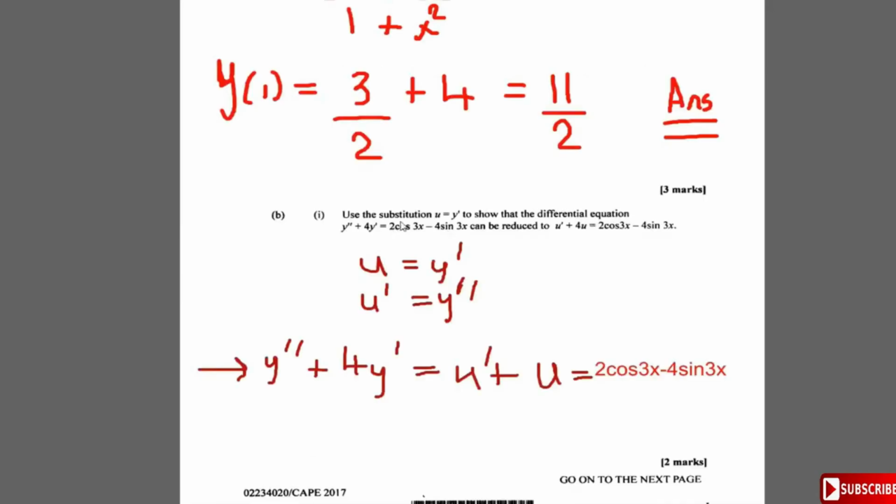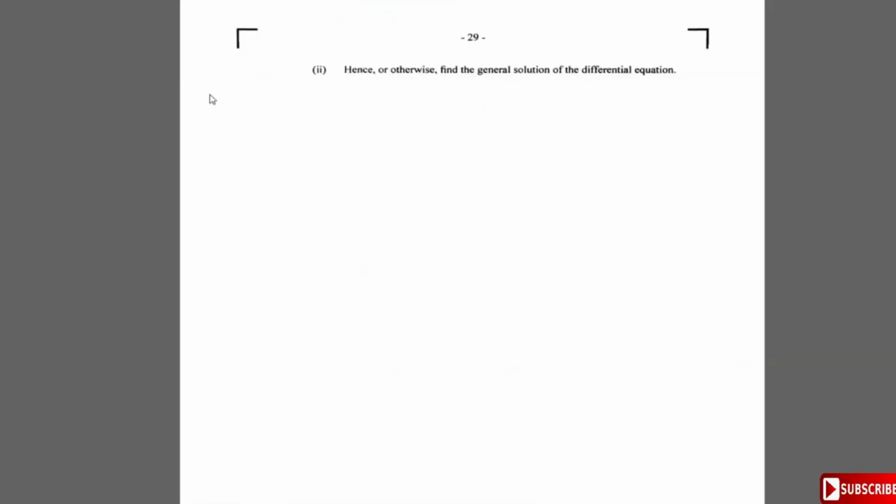This is the last question. Wow, that's fantastic. Let us find the general solution to this differential equation. First, we solve the auxiliary equation.